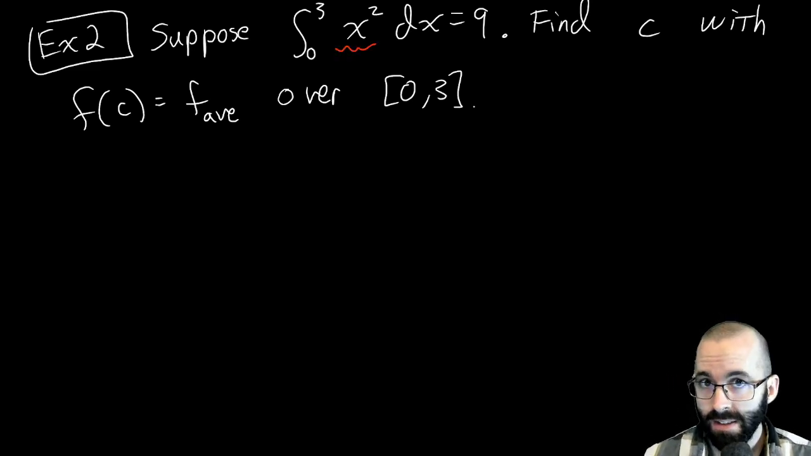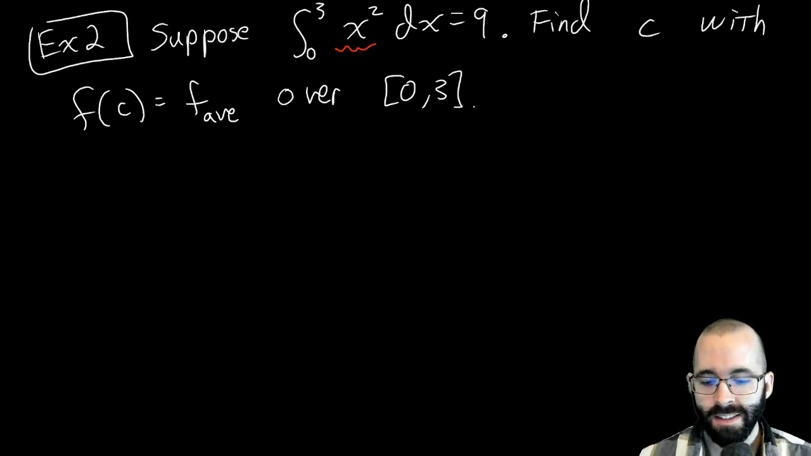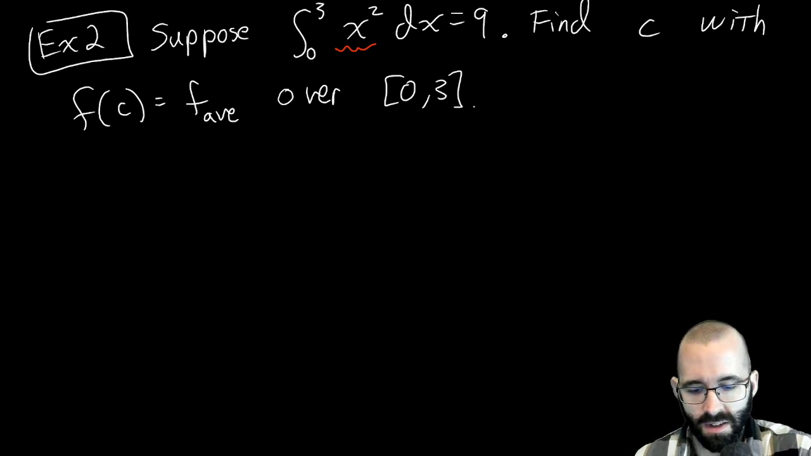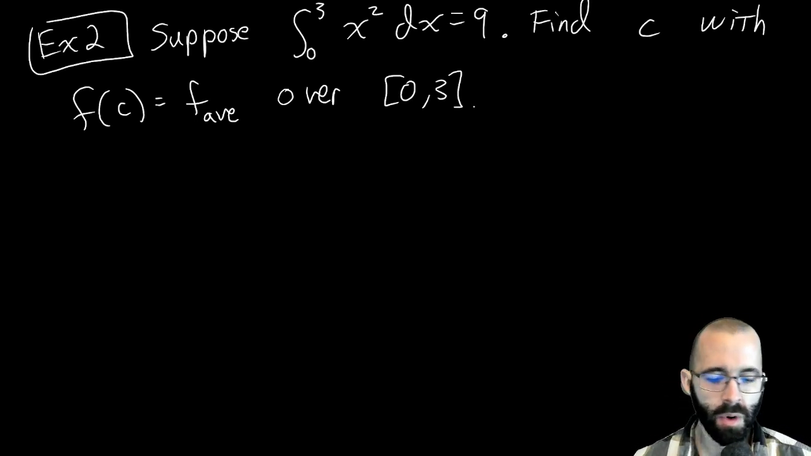Our integrand, the function on the inside of the integral without the dx, is x squared. Yeah, that's a continuous function. That's a polynomial. All polynomials are continuous. So we know we're continuous over 0 to 3 because we're continuous for all real numbers. We know this c exists.